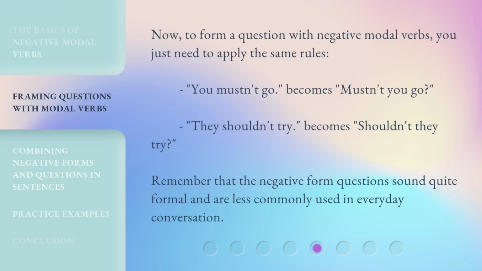Now, to form a question with negative modal verbs, you just need to apply the same rules. You mustn't go becomes mustn't you go? They shouldn't try becomes shouldn't they try? Remember that the negative form questions sound quite formal and are less commonly used in everyday conversation.